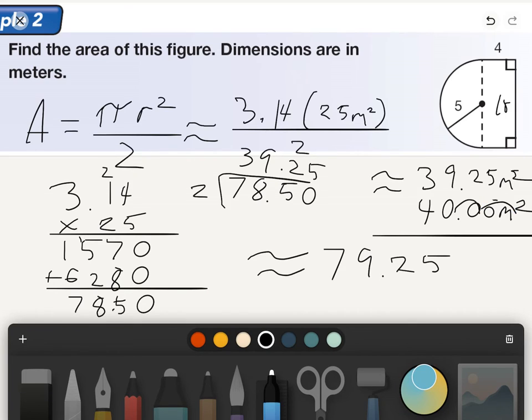I know. Yeah. Okay, anyway. Square meters. Okay.